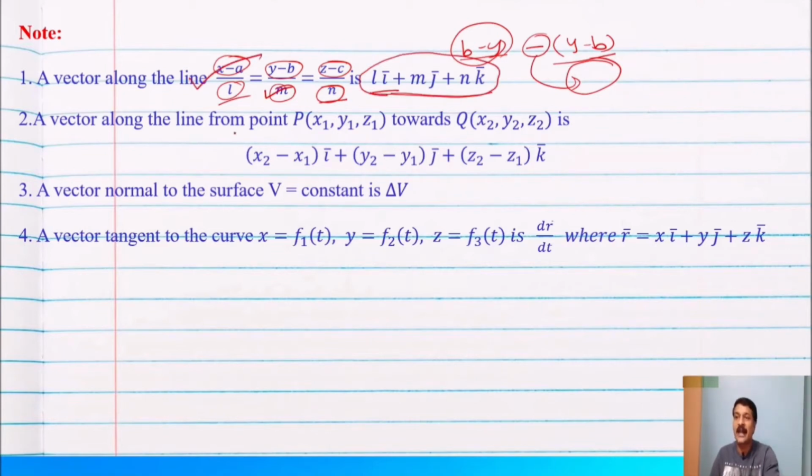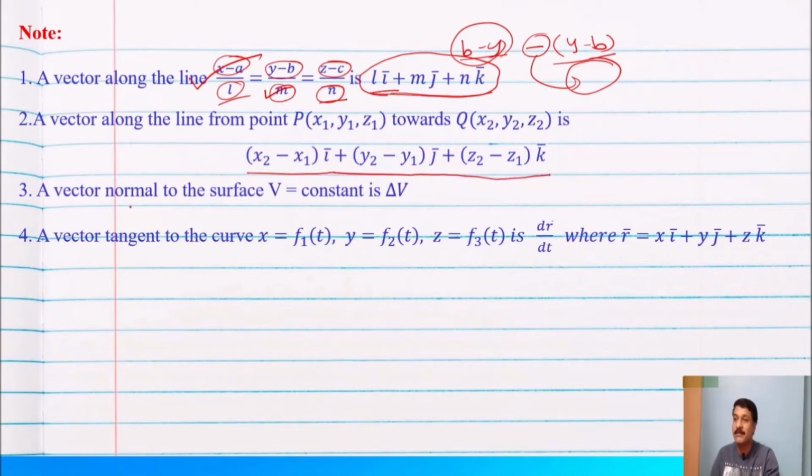Second, a vector along a line from point P towards Q I can denote as PQ, and it is nothing but Q minus P. Meaning x2 minus x1 i plus y2 minus y1 j plus z2 minus z1 k. That is why I can write the vector along the line PQ as (x2 minus x1)i plus (y2 minus y1)j plus (z2 minus z1)k.